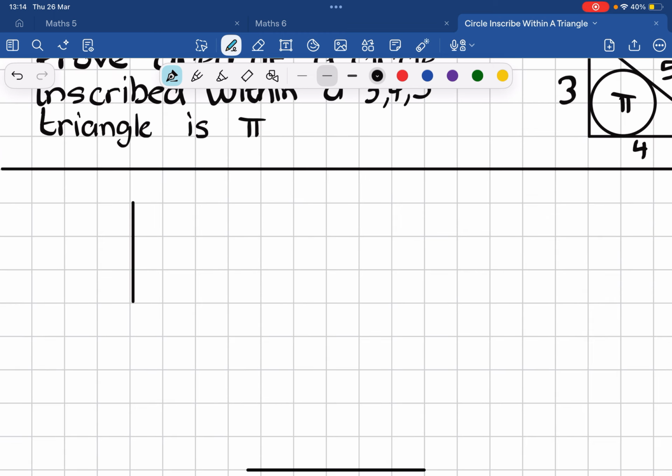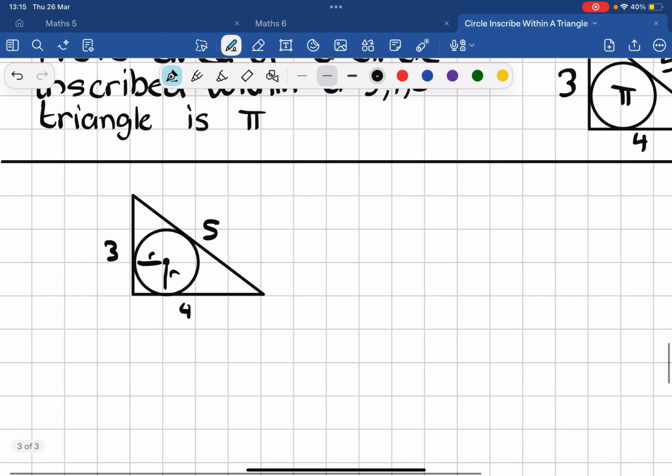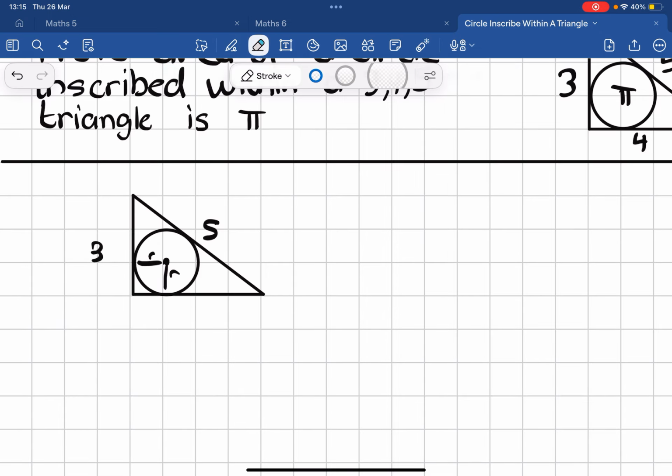So we've got length 3, length 4, then length 5. Right, so we've got 3 there, 4 there, 5. Let's draw in our circle with radius r for now. So we need to obviously show that this radius is 1, and pi times 1 squared is pi. So we're going to take a similar approach to what we did last time.